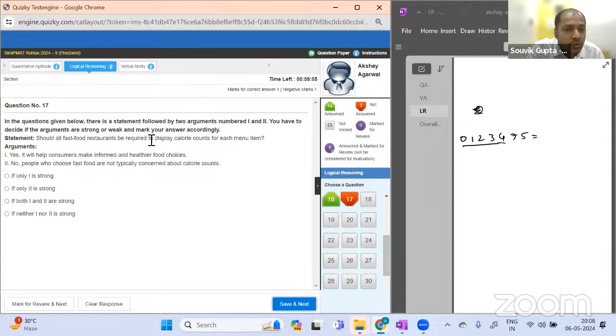Should all fast food restaurants be required to display calorie counts for each menu item? Yes, it will make consumers make informed and healthier food choices.